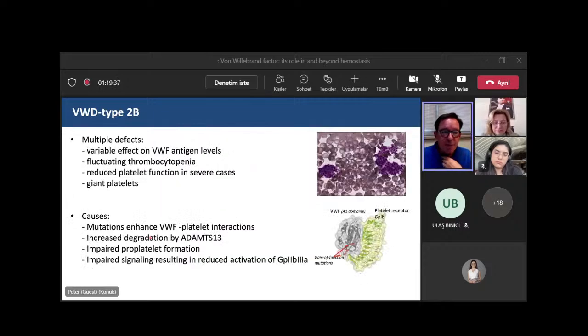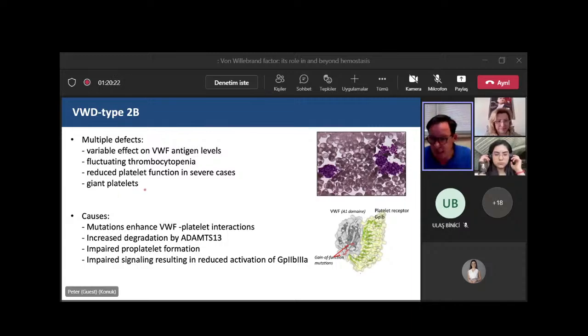Then we have type 2B, where there are actually multiple defects, with a variable effect on antigen levels. There is fluctuating thrombocytopenia. In some patients, there is always thrombocytopenia. In other patients, there is only thrombocytopenia when they are pregnant, or when there is inflammation, or when there is stress in the patient. In some cases, especially the severe cases, there is reduced platelet function, and in a number of patients, you can find giant platelets. So what is causing all these multiple defects?